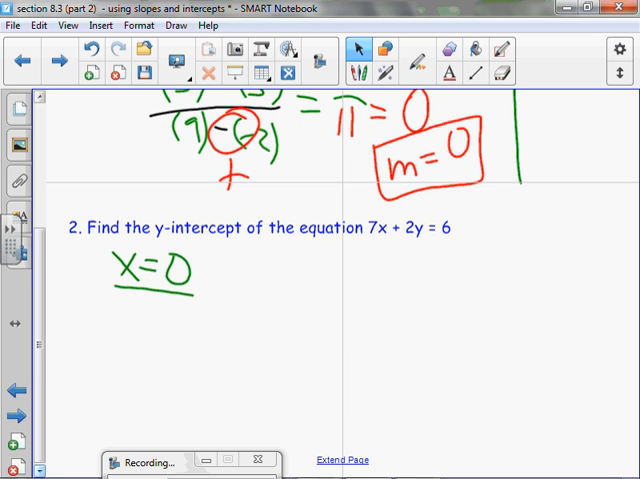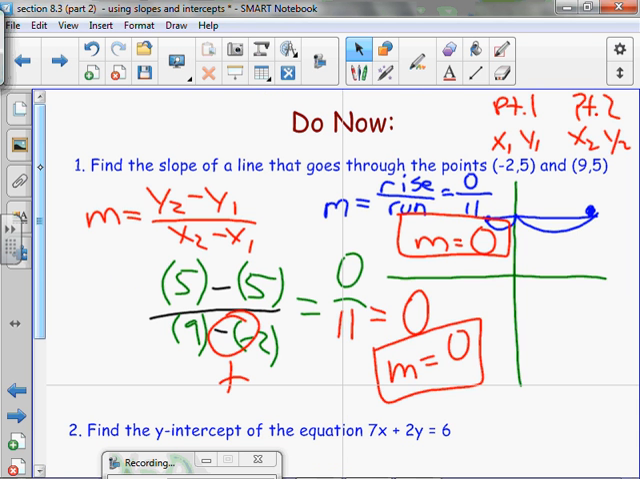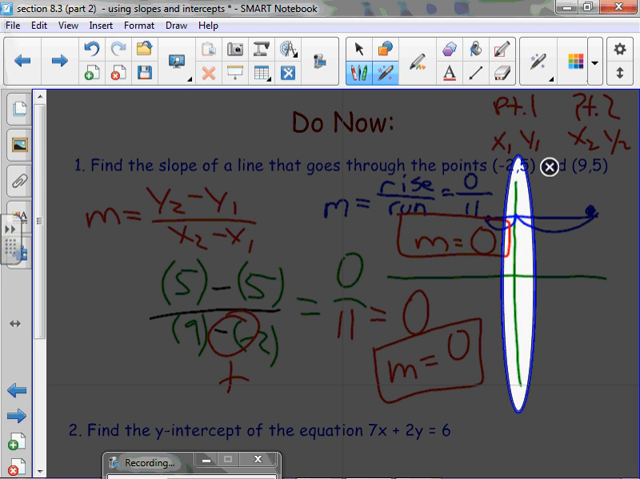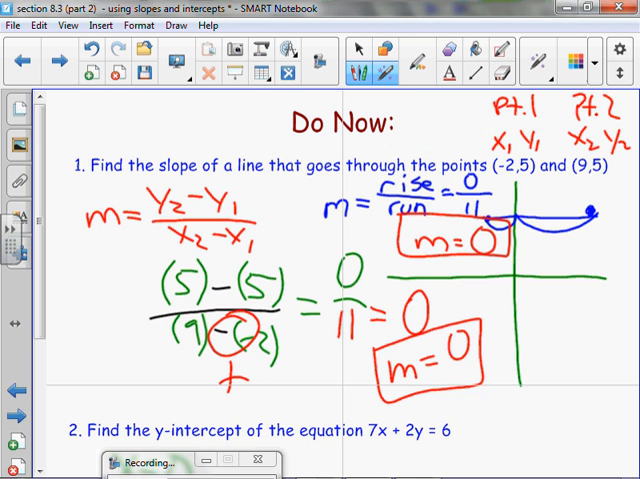Let's go back up to our graph to figure out why. When we have a graph here, anytime I'm going to hit the y-axis, I know that my x-coordinate, I haven't gone left or right yet, so my x-coordinate is going to be 0, anywhere on this line. So we go down here, and we say, hey, x is 0.